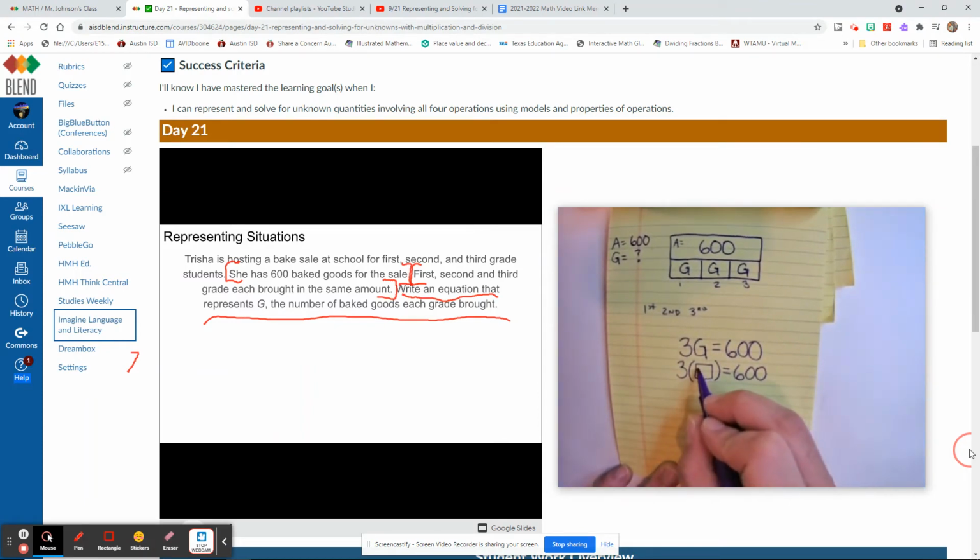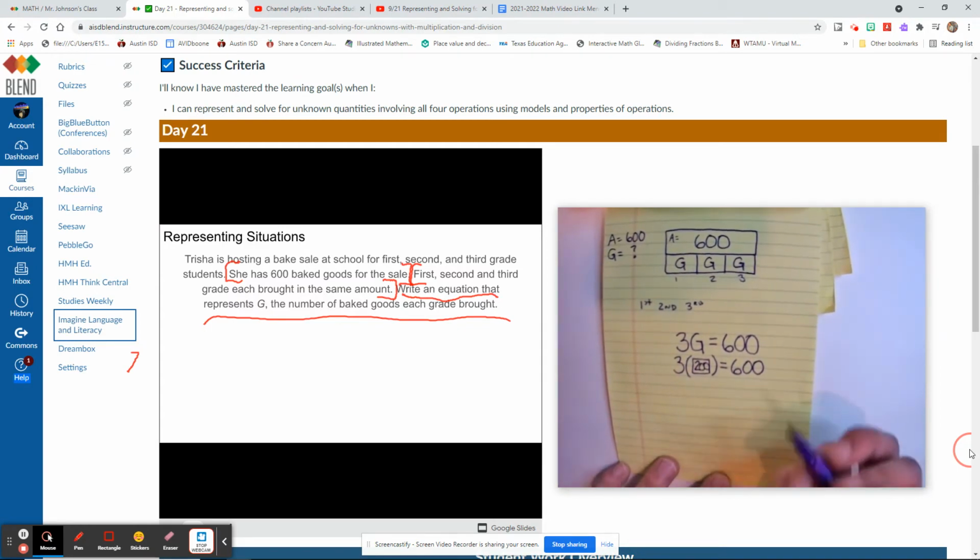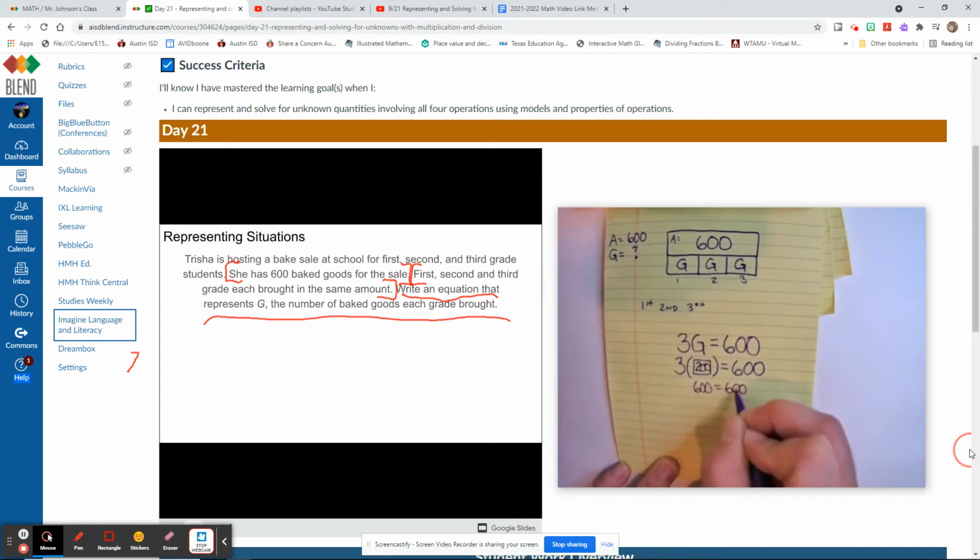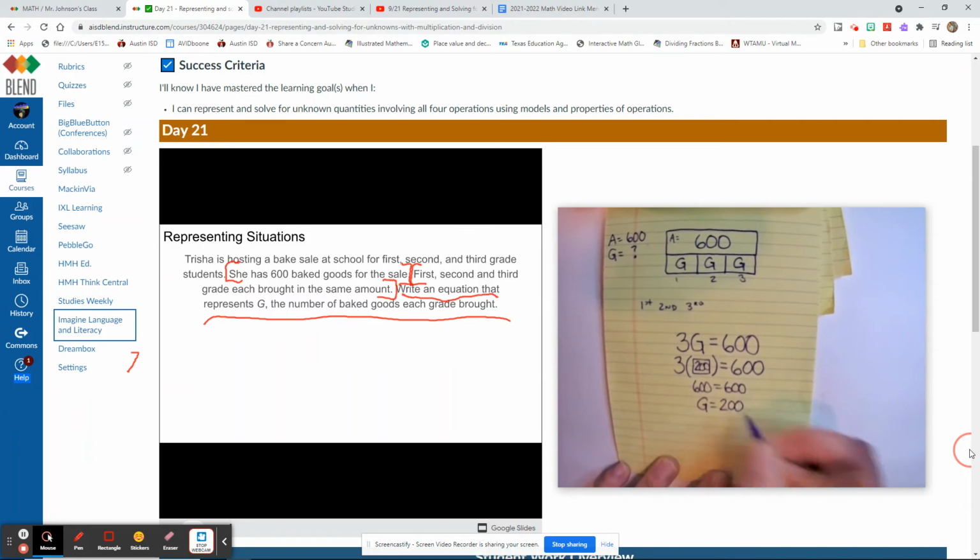Okay, so 3 times 2 equals 6. So 3 times 200 equals 600. Okay, so 600 is equal to 600. So G is equal to 200.